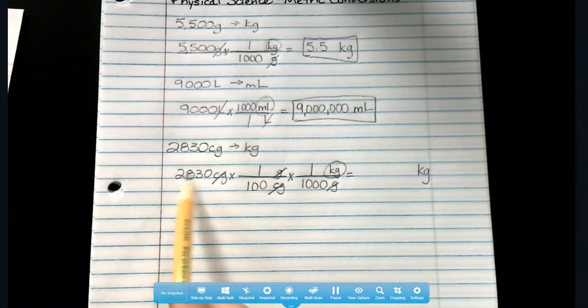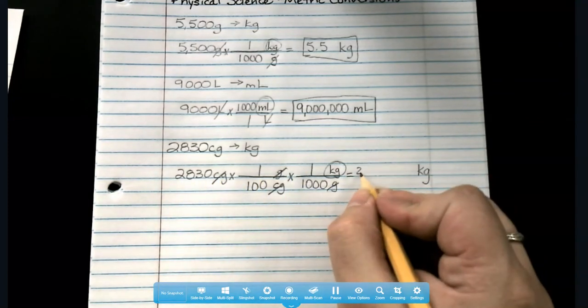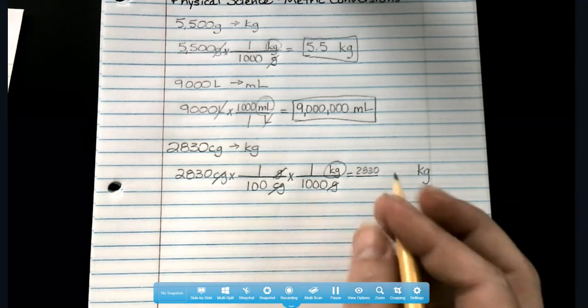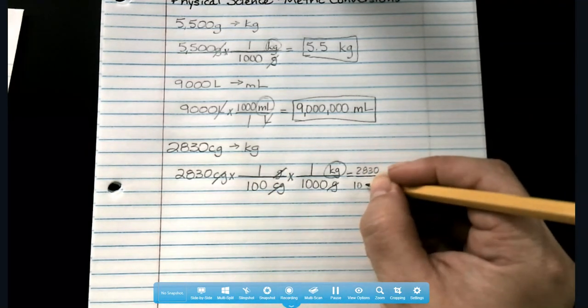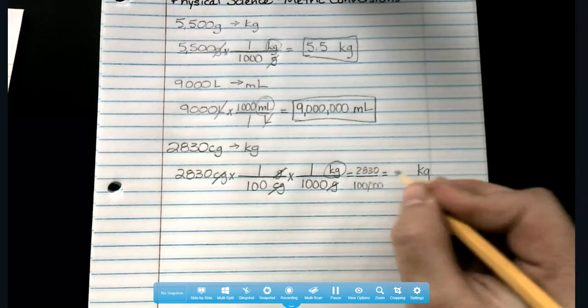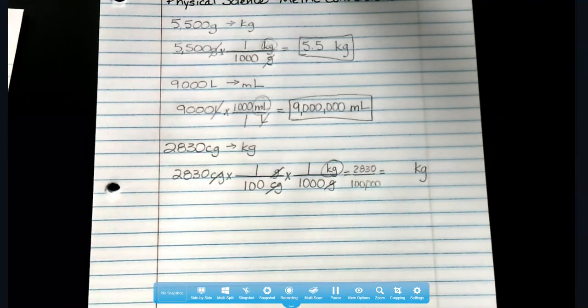So now we do everything on top, so 2,830 times 1 times 1, divide by what's on bottom, 100 times 1,000, which would give us 100,000. And then we do our math, and I don't have a calculator here, but you can see how to set that up at least.